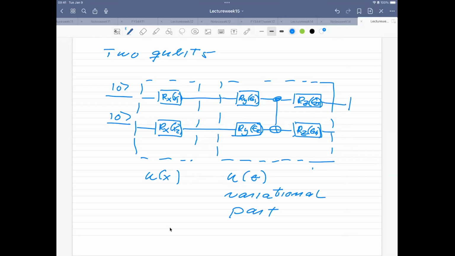And at the end, you make an observation. So you make a measurement. And this is the final part. And then you have the observable here, which I just call O here.